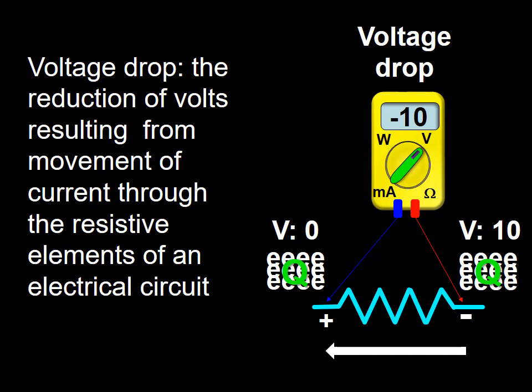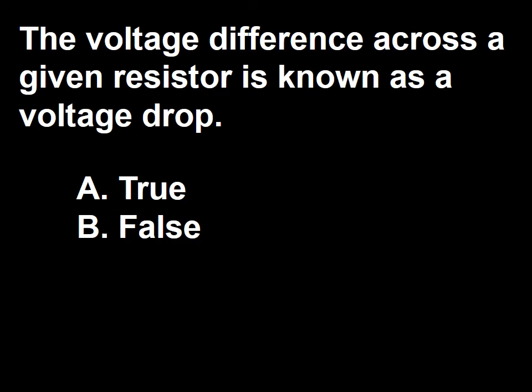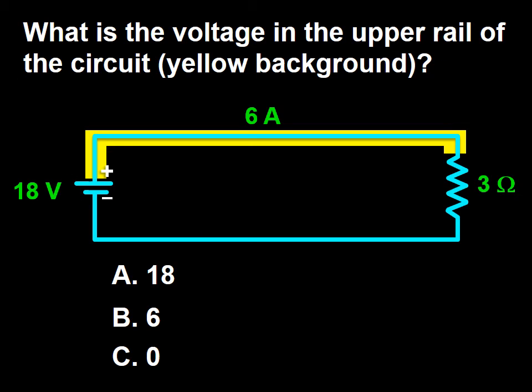In this frame, before leaving the subject, I am introducing the classic definition of voltage drop. Take a few seconds to read it. So, the answer to this question is A. Next question. What is the voltage in the upper rail of the circuit below? A, 18, B, 6, C, 0.